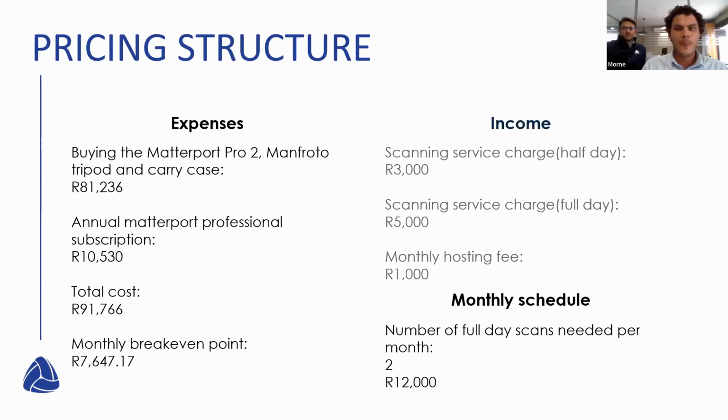Right, so now looking at our expenses: buying our camera with a tripod and a carry case. Because we're spending money on this, make sure that when you buy a camera and tripod, you buy a sturdy carry case. I've tested these myself, and I have kicked it downstairs as a test, and it has survived very well. So that's why we're looking at about 81,000 to buy all the equipment we need.